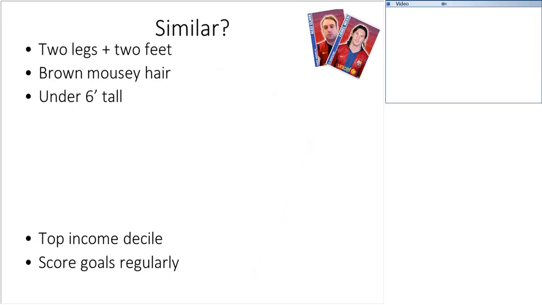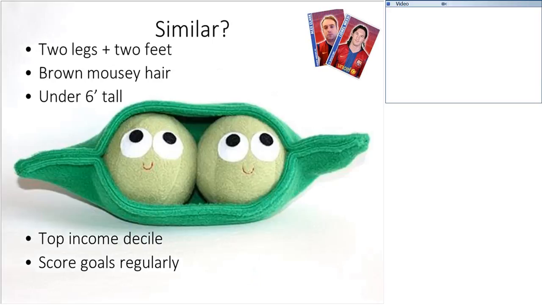We have brown mousy hair. We're under 6 feet tall. In our respective countries, we're in our top income decile. And we both score goals regularly. So I'd like to put it to you that in terms of components in our intervention, we are effectively 2 peas in a pod. Well, I can guess that some of you are quite skeptical and more favoring Messi in your team.